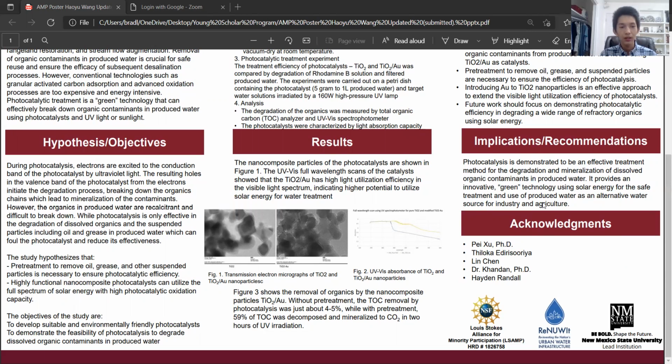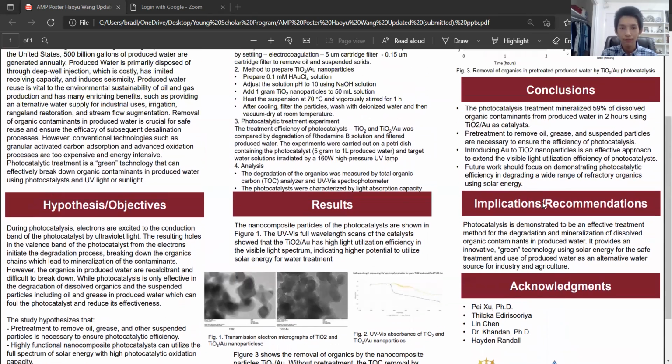And so the objectives of the study are to develop a suitable and environmentally friendly photocatalyst, and to demonstrate the feasibility of those photocatalysts to degrade the dissolved organic contaminants in produced water.